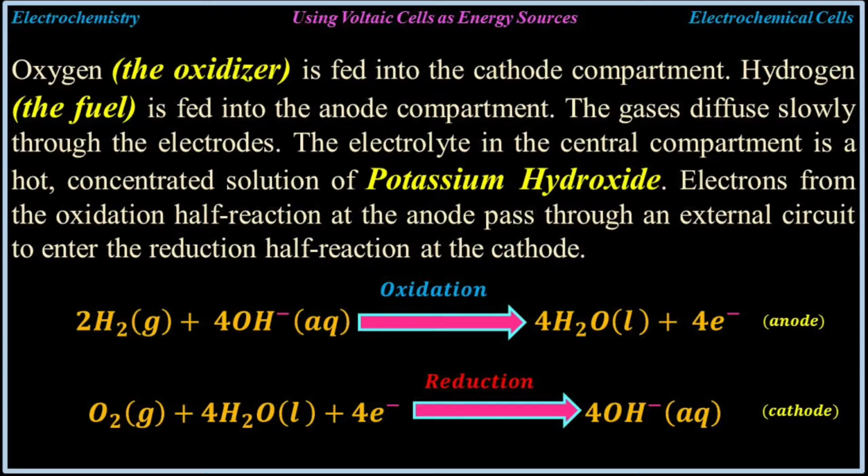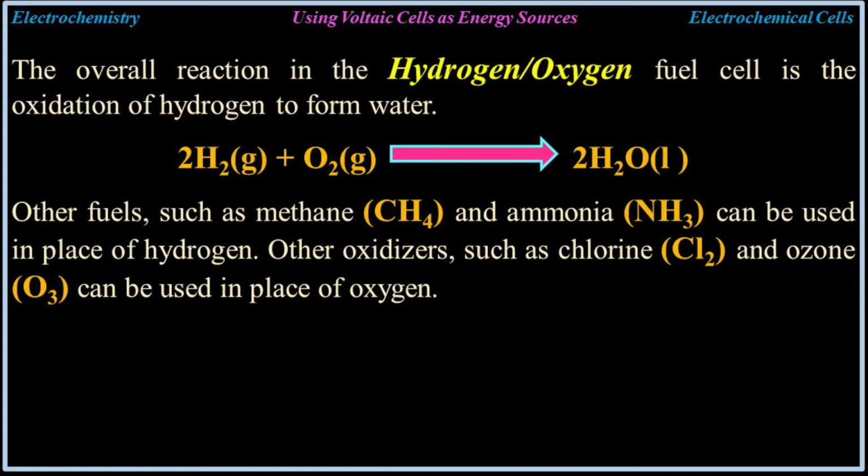Electrons from the oxidation half-reaction at the anode pass through an external circuit to enter the reduction half-reaction at the cathode. So it's going to be 2 moles of hydrogen and 4 moles of hydroxide yield 4 moles of water plus 4 electrons. And at the reduction site, 1 mole of oxygen plus 4 moles of water and 4 electrons produce 4 moles of the hydroxide ion, and that's at the cathode. The overall reaction in the hydrogen-oxygen fuel cell is the oxidation of hydrogen to form water. 2 moles of hydrogen plus 1 mole of oxygen yields 2 moles of water.